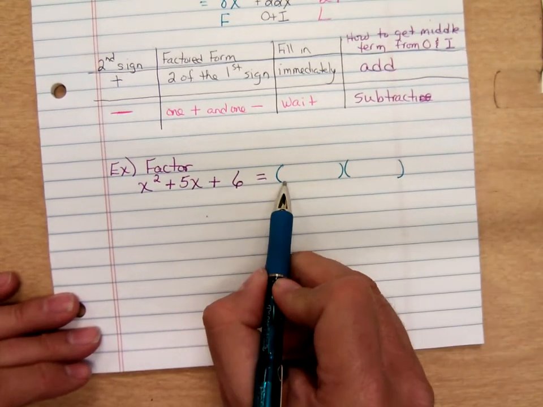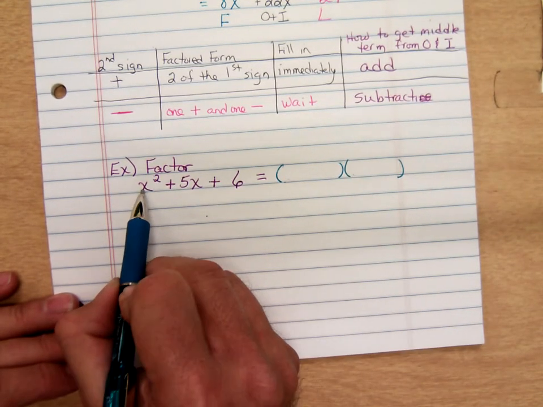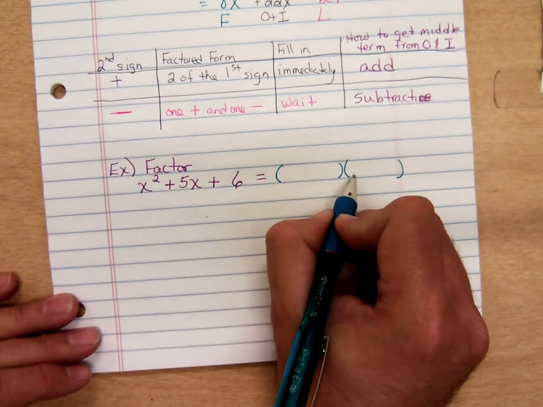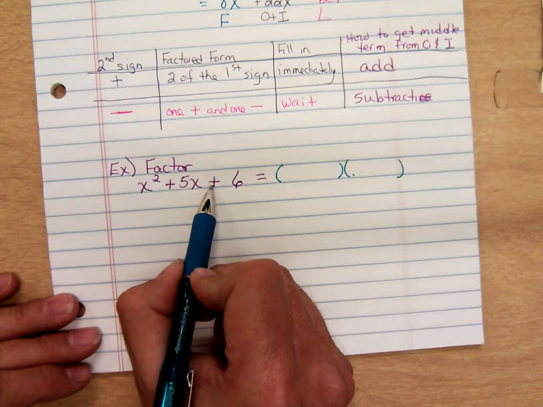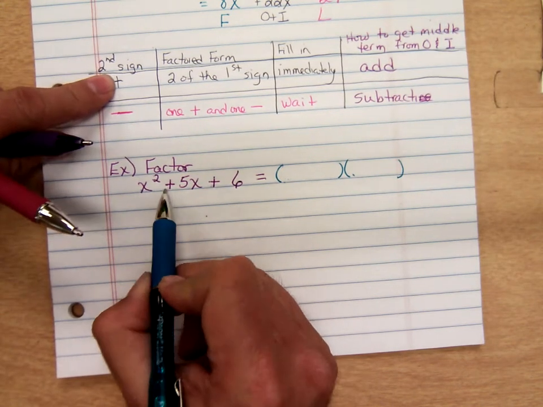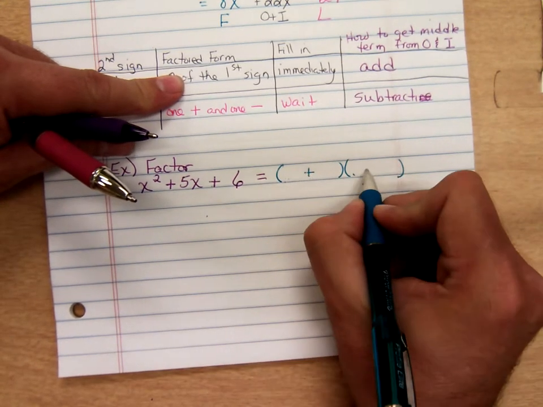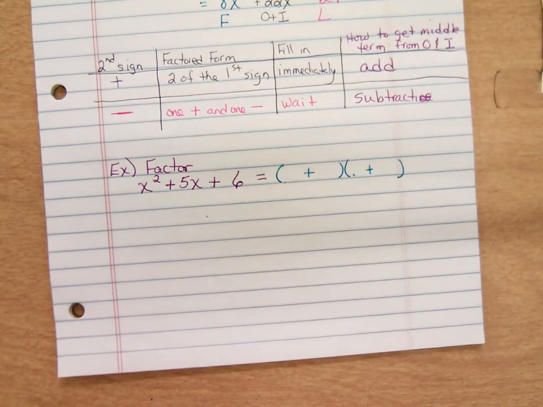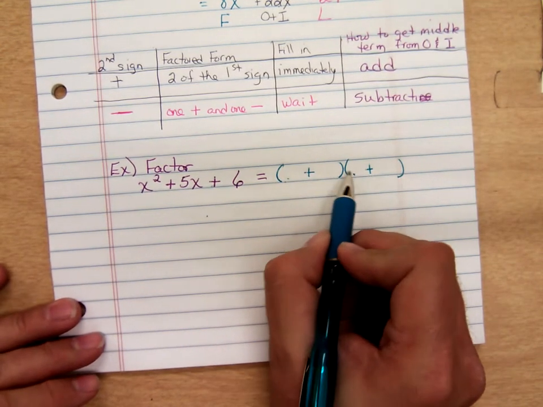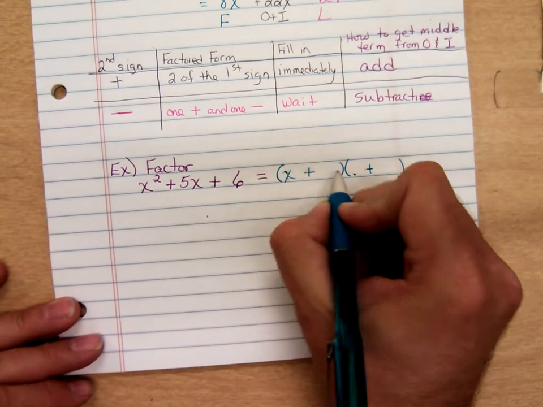And here should multiply together to give x squared, these first two places. I also notice that the second sign is plus, so the factored form is going to have two of the first signs, and both of these will be plus and plus. Now, the only thing I can put here and here that'll multiply together to give an x squared is x times x.